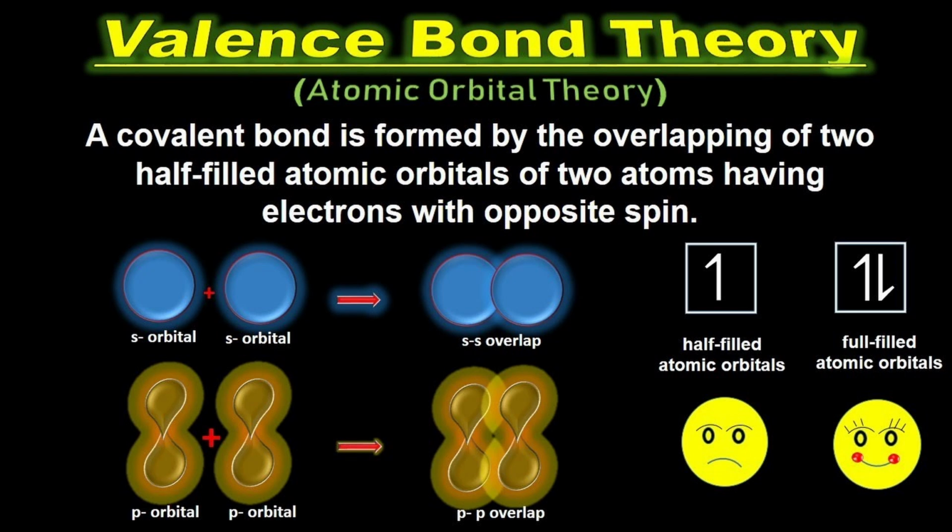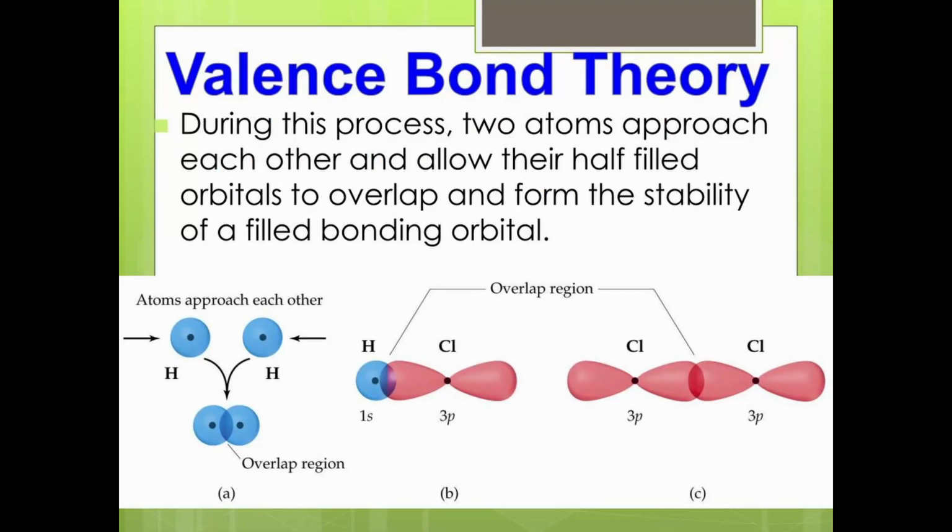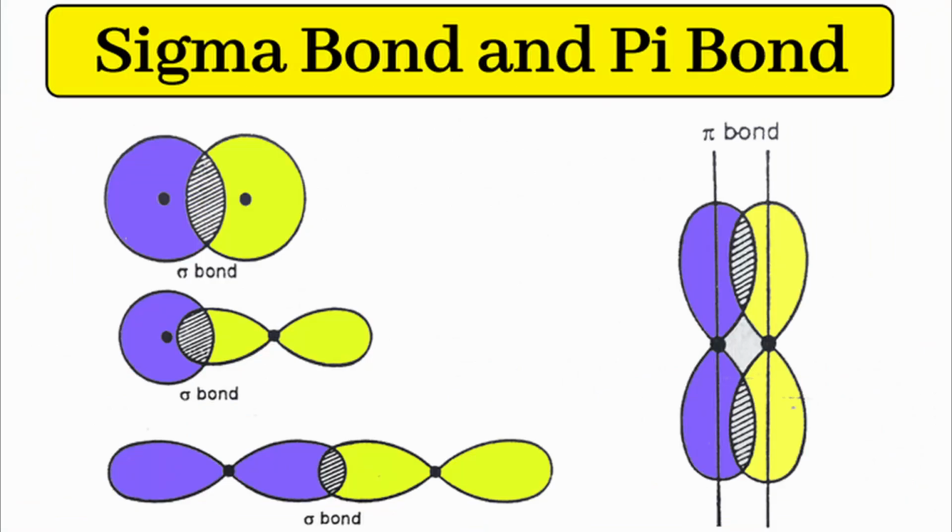According to valence bond theory, bonding happens when orbitals overlap and electrons with opposite spin pair up. Greater overlap creates a stronger bond. In H2 too, this overlap happens between two 1s orbitals, but in complex molecules like CH4, overlap happens between hybrid orbitals. Now, bonds differ on how orbitals overlap.